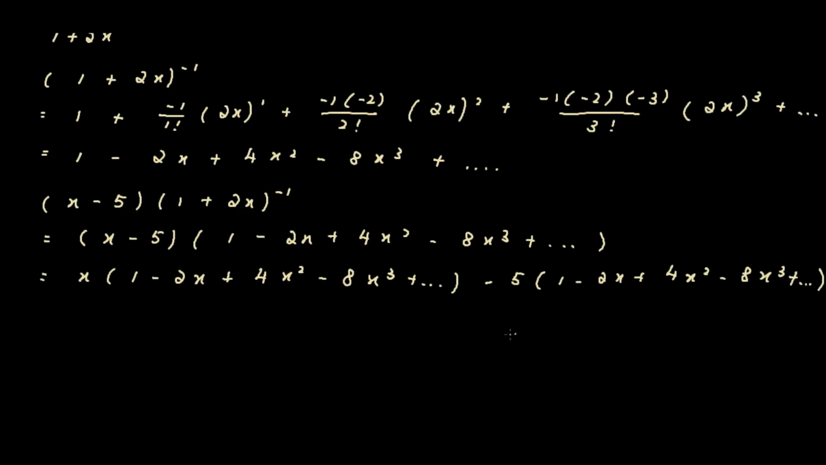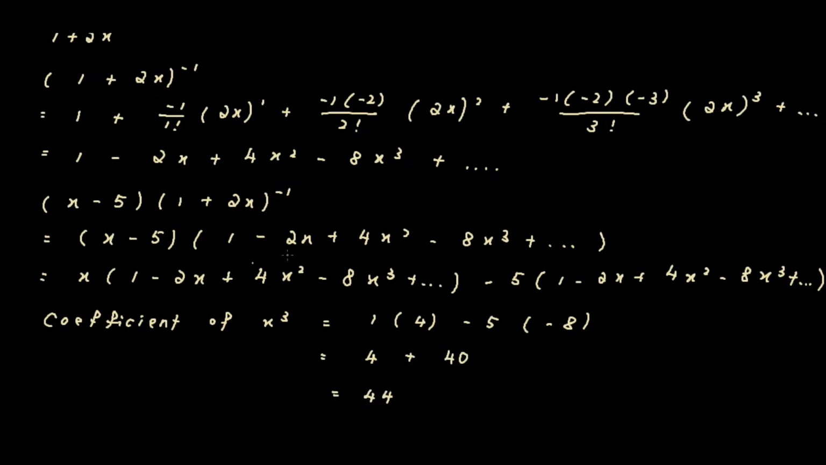This question wants the term for x cubed, so the coefficient of x cubed equals, then what you have here. For you to get x cubed from the x, you need to multiply here, so 1 multiplied by 4. For the 5 here, if you want to get x cubed, then you need to multiply with the 8 here. So meaning -5, and after that, you need to multiply by -8. So this is how you get 4 plus 40, which gives you 44. It's the same thing if you want to write x cubed.